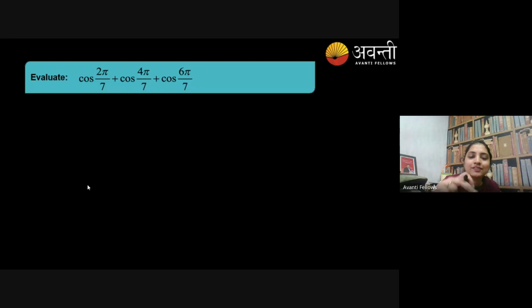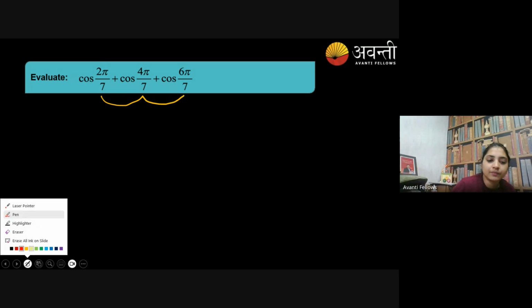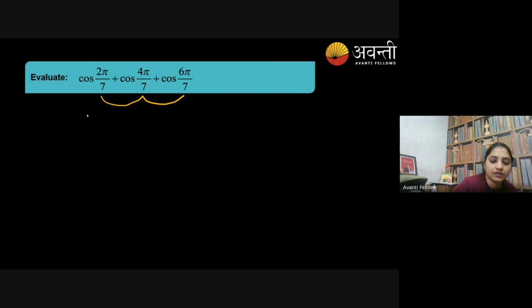So just look at this. When you have cos 2π/7, 4π/7, 6π/7, they are in cos and their angles are in AP, right or not? So what was the formula? The formula was sine(nd/2). What is n? How many terms are there? 3. What's the difference? 4π/7 minus 2π/7. The difference is 2π/7.